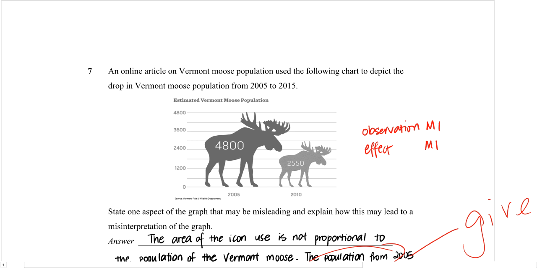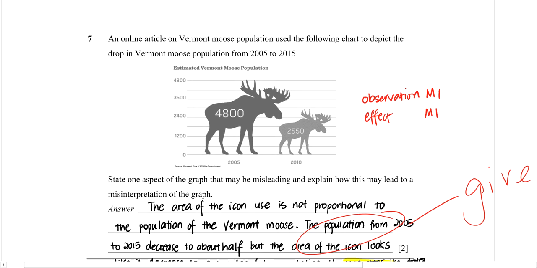Okay, question 7. This one is a very similar question, I think from 2-3 years ago, in O-level maths. So in this article, they used this chart to depict the decrease in the moose population from 2005 to 2015. So based on the diagram, does it look like the numbers are getting smaller? Yeah. Okay, we can see the numbers 4,800 and 2,550. So there is a decrease.